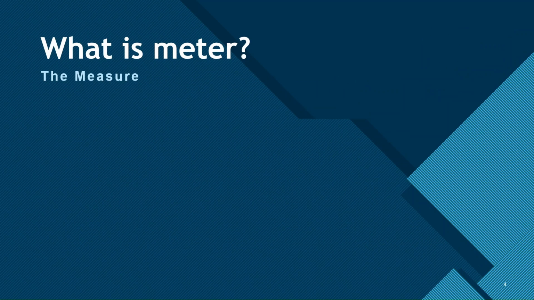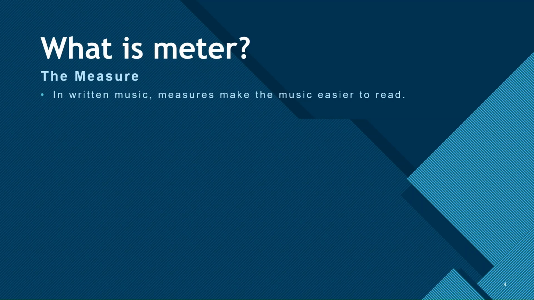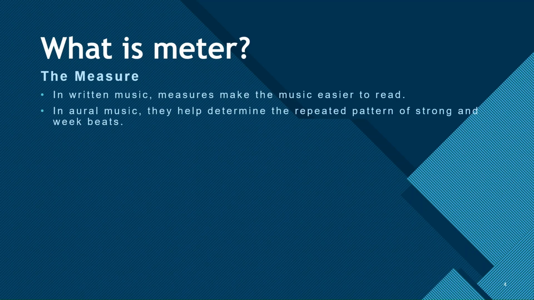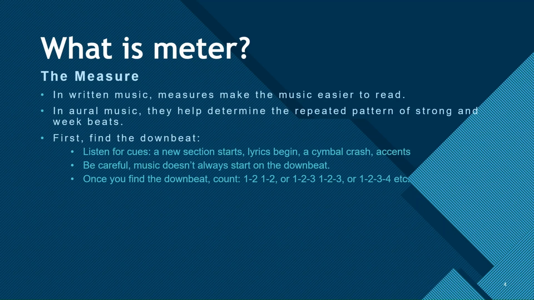The next component of meter is the measure. When we're looking at music, measures make it easier for us to read the music. When we're listening to music, they help us determine the repeated patterns of strong and weak beats within a piece of music. To determine this, you're first going to listen for the downbeat. There are various cues: it could be an accent, a new section of music, a cymbal crash, lyrics beginning, something like that.